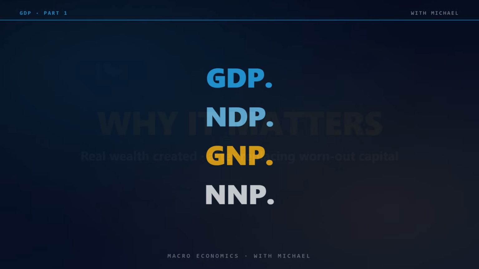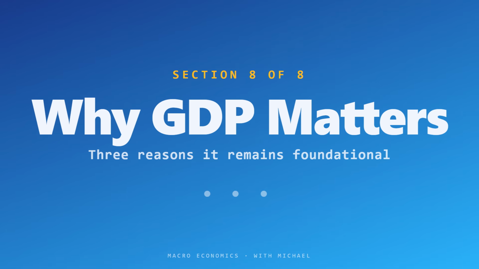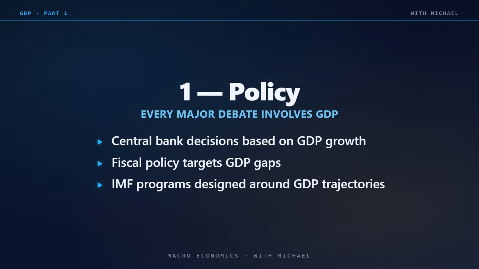Section 8. Why GDP matters. We have built up the full GDP framework. Why does this matter? 3 reasons. First, GDP is the single most used number in economic policy debates. Central banks set interest rates based on GDP growth. Governments design fiscal stimulus based on GDP targets. International institutions like the IMF evaluate economies based on GDP trajectories. Without understanding GDP, you cannot follow any serious policy discussion.